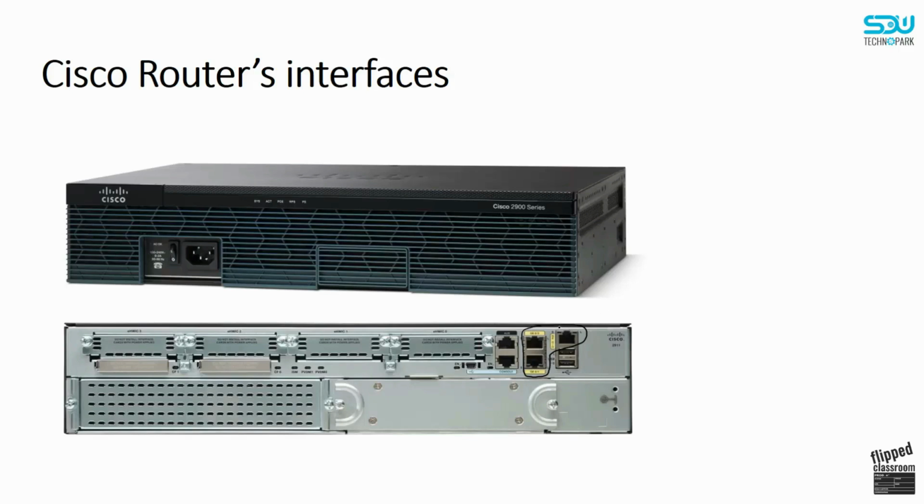From the backside of the Cisco router 2911 you may find different types of interfaces, which are physically ports. Here you may find the interfaces with the yellow labels, so they are Ethernet interfaces. They are used for local area network connectivity, and in this example this is the gigabit Ethernet.